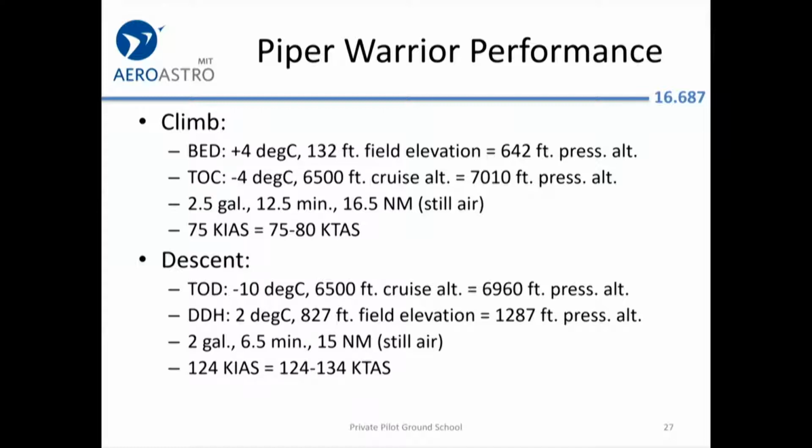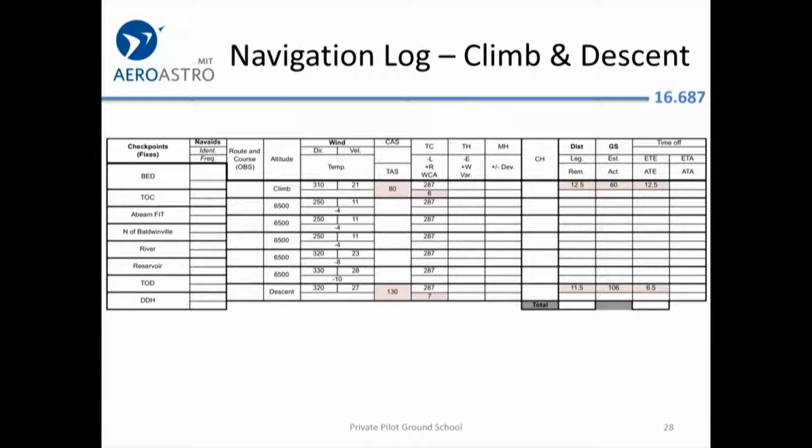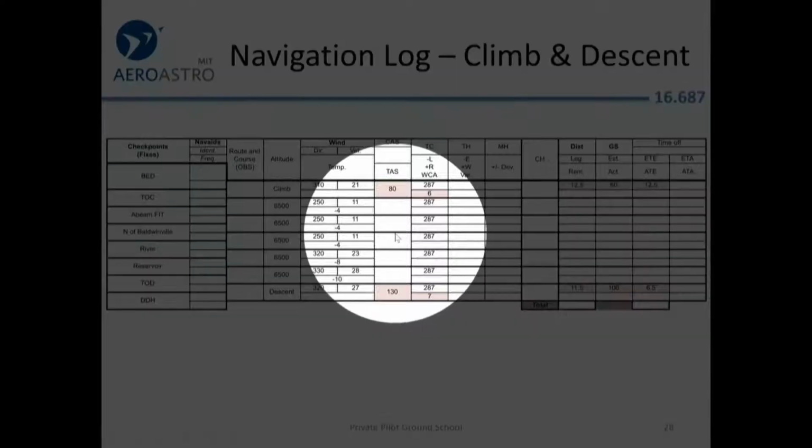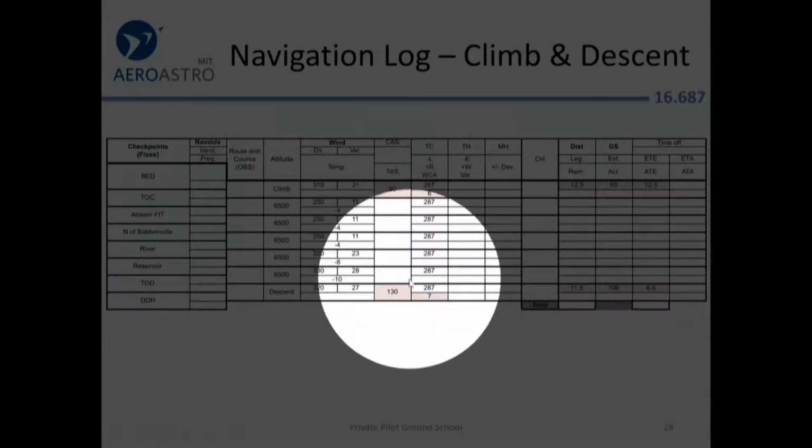All right, it looks like, the important takeaways from here, we're going to burn about 2.5 gallons in the climb, 2 gallons in the cruise, and you can see how many minutes it's going to take to climb and descend. So that'll just go into our calculation of the total time. All right, so we've got that in there. Our true airspeeds for climbing and descending.